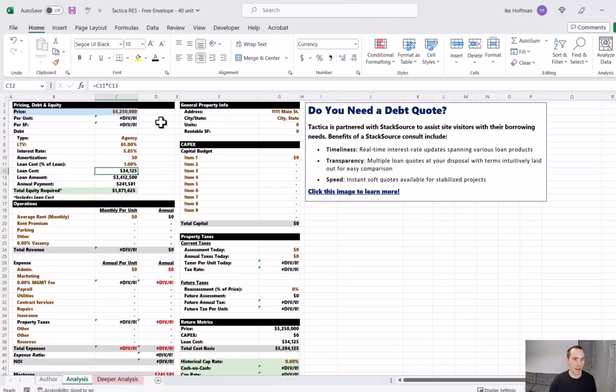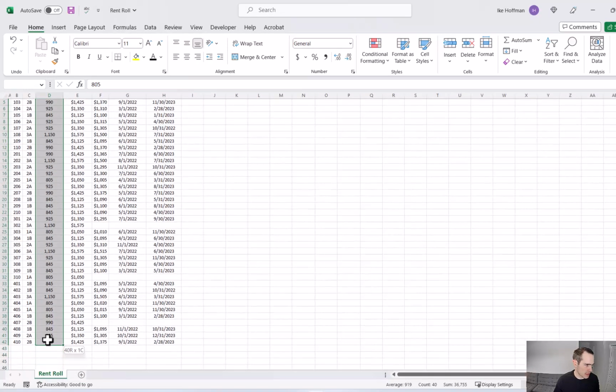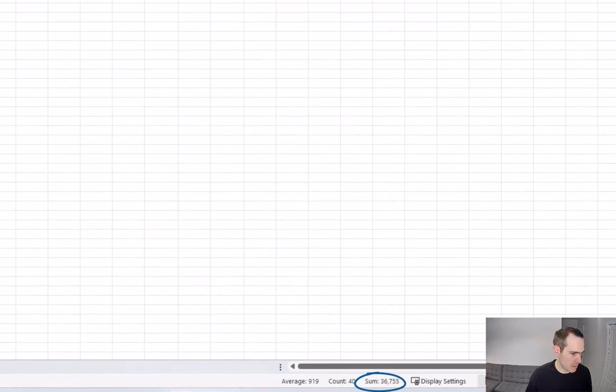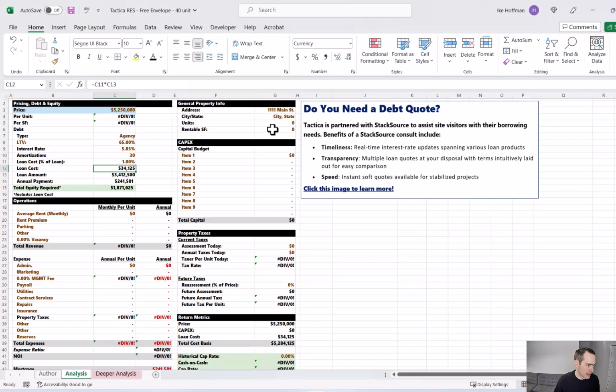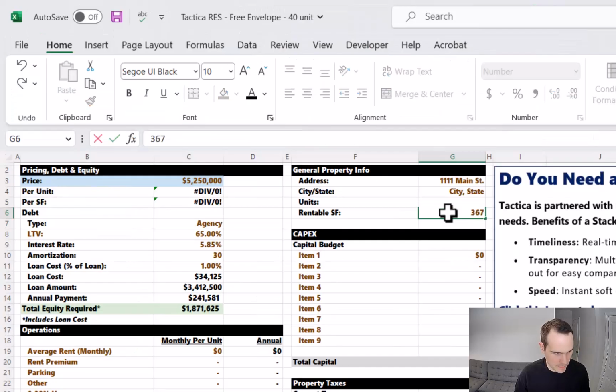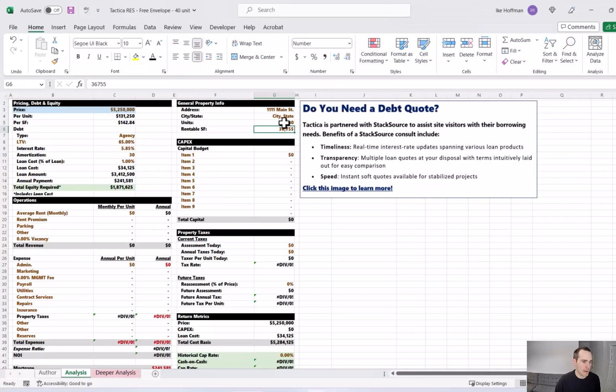Now let's take a quick look at the rent roll. For now, I want to gather how much total square footage there is. So I'm just going to highlight column D, where all the unit square footage is stored, and you can see in the bottom the sum is 36,755, and I'll plug that in, 36,755 in the rentable square footage, and there are 40 units. And then we'll begin populating the operations section.